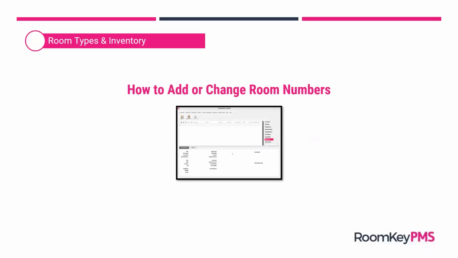Great. So when it comes to talking about inventory, what we use to manage inventory in RoomKey are the room numbers designated to each room type. So I have a video here that's going to show you how to add or change room numbers and therefore affect the different inventory for each of your room types.